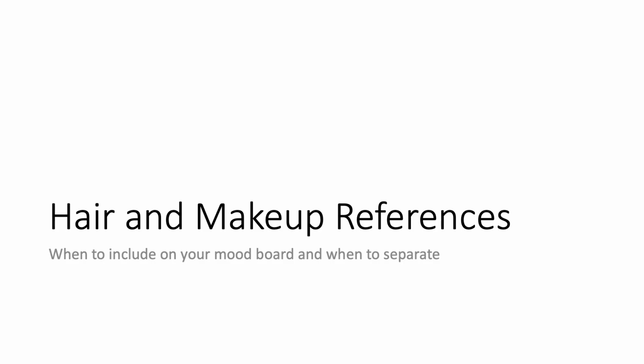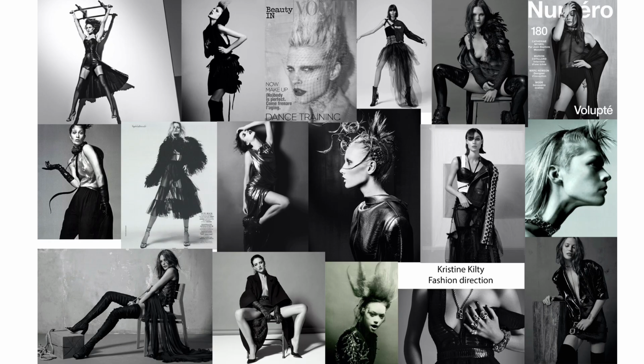Now for those glorious hair and makeup references, when to include them on your mood board and when to keep them separate. When I'm creating my mood boards, I'm always thinking of the character of the person I'm dressing, which informs the casting and naturally the hair and makeup. Here's an example of a mood board that features one strong image that captured the mood, the styling, the hair, and the makeup. I'm circling it now in the center.